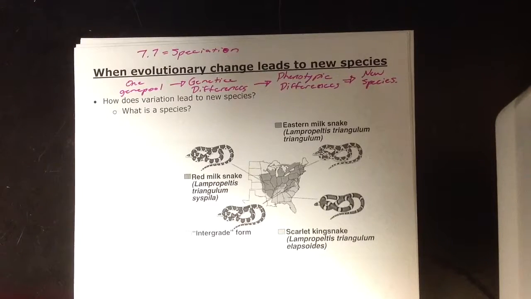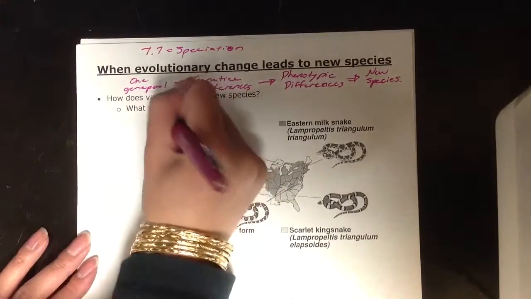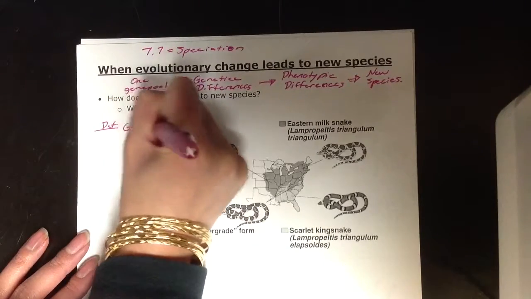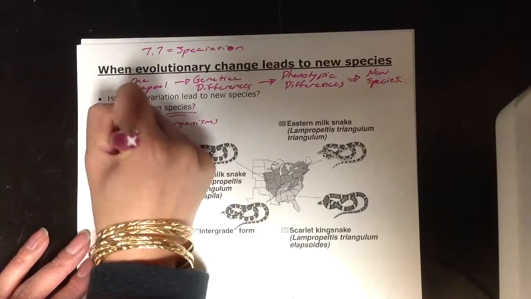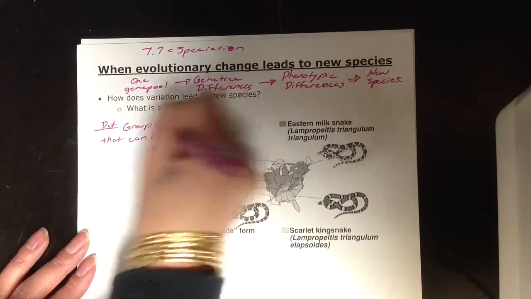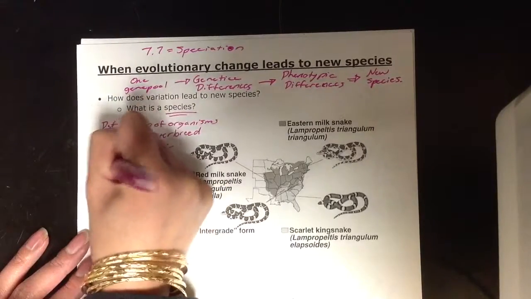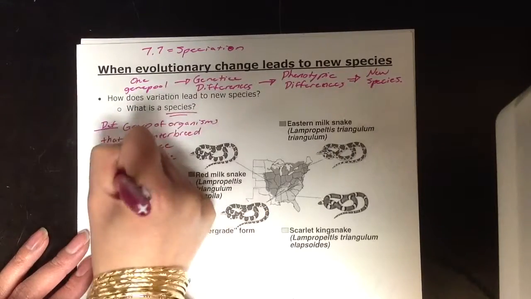So, the first question for you guys is, how does variation lead to new species? Well, before you are able to answer that question, you have to think, what is a species? A species is generally defined as a group of organisms that can interbreed and produce viable and fertile offspring.